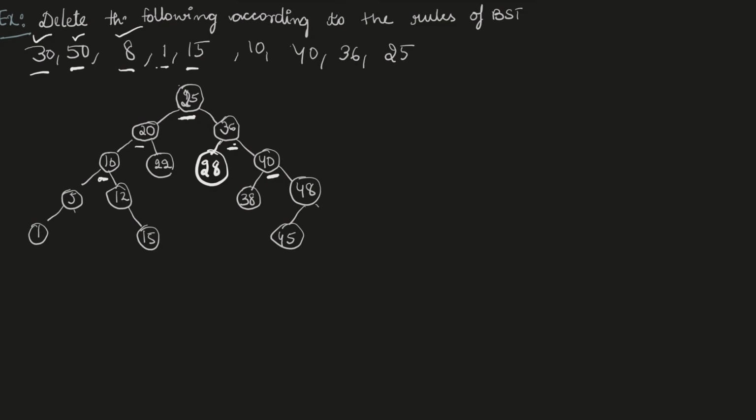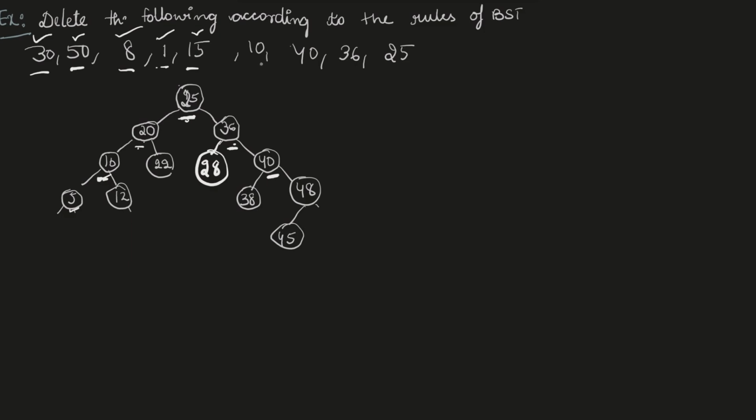Now again coming to 1. 1 would be left side of 20, left side of 10 and left side of 5. It is also the leaf node, so we can directly delete this element. 15. So 15 would be left side of 25, left side of 20 and right side of 10 and right side of 12. This is also the leaf node, so we delete it directly.